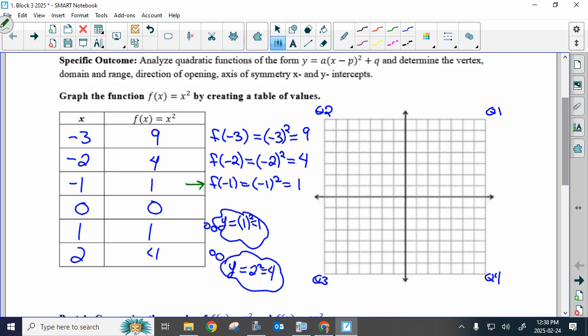If you were to graph this function, -3 and 9 is just not going to fit. It's way up in quadrant 2 and it's too high. But I'm going to start at -2 and 4, -1 and 1, 0 and 0, 1 and 1, and then 2 and 4.